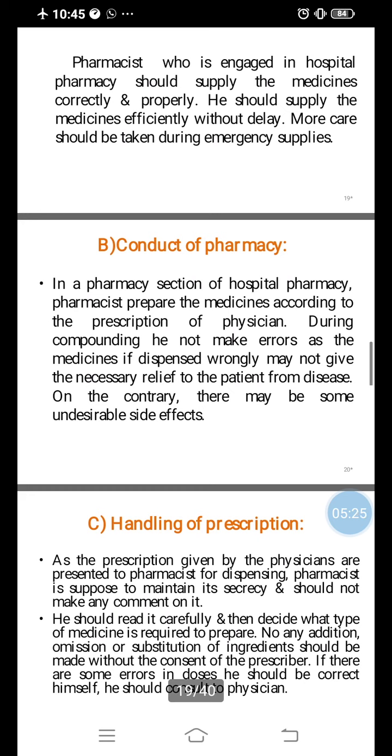Then second, conduct of pharmacy. In a pharmacy section of a hospital pharmacy, pharmacists prepare the medicine according to the prescription of the physician. During the compounding, he must not make errors, as medicine dispensed wrongly may not give the necessary relief to the patient from disease.